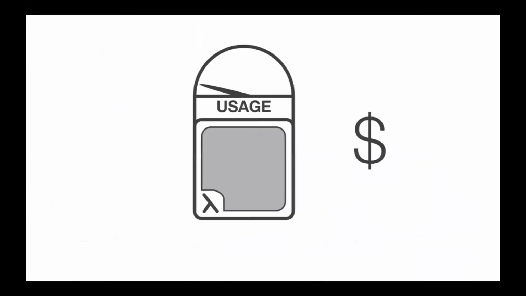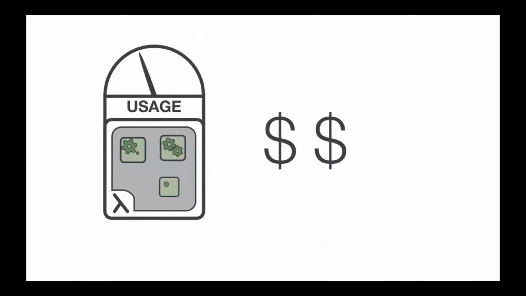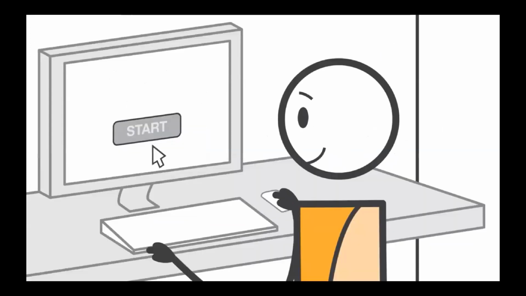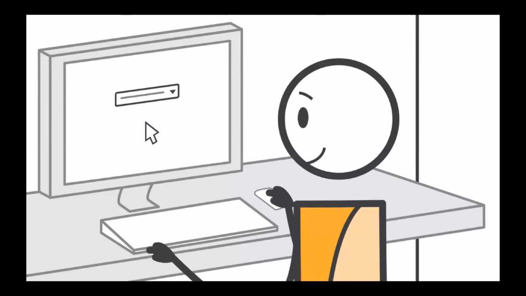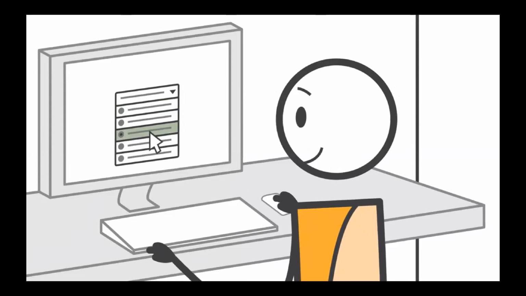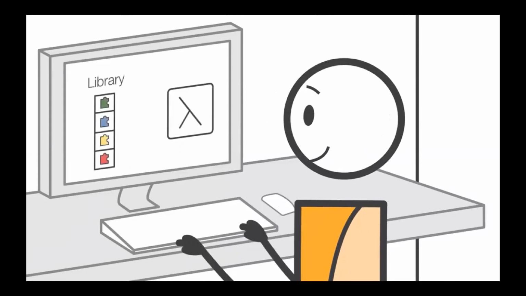AWS Lambda is very low cost and does not require any upfront investment. When you use AWS Lambda, you're simply charged a low fee per request and for the time your code runs, measured in increments of 100 milliseconds. Getting started with AWS Lambda is easy. There are no new languages, tools, or frameworks to learn. You can use any third-party library, even native ones.